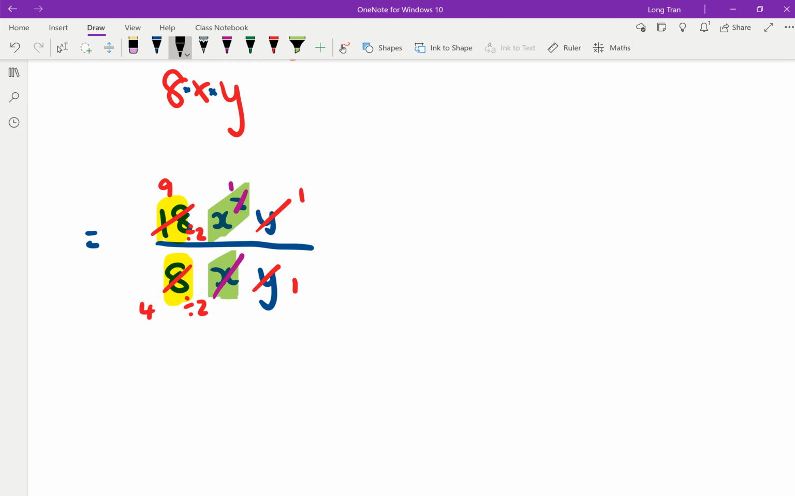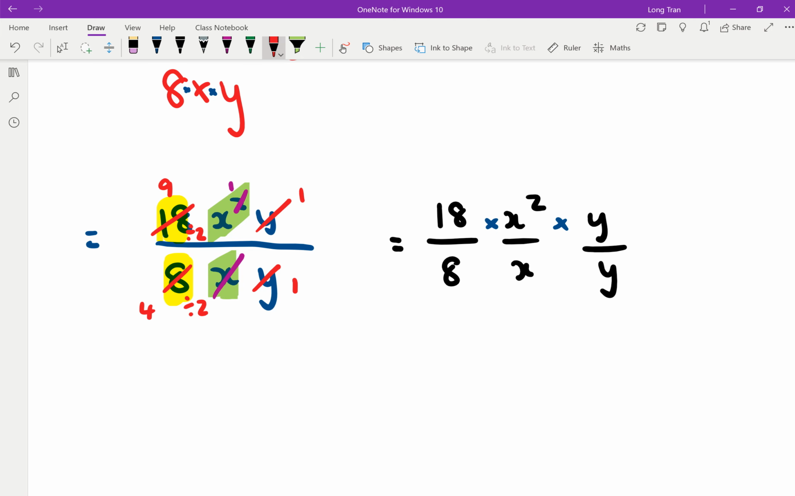Here we go. So we have 18x²y over 8xy. Remember, in between them, we're actually multiplying them, aren't we? We can split the fraction up. That was y, this was x, and this was 8. Now we understand why 18 over 8 simplifies to 9 over 4. This one we know. This one we've been practicing. Okay, so that was okay.